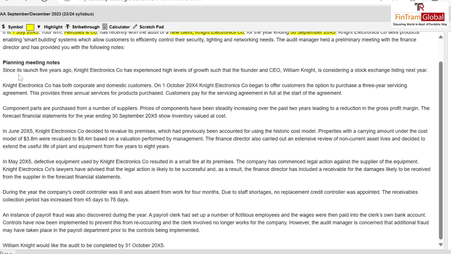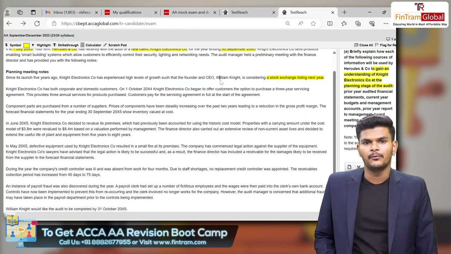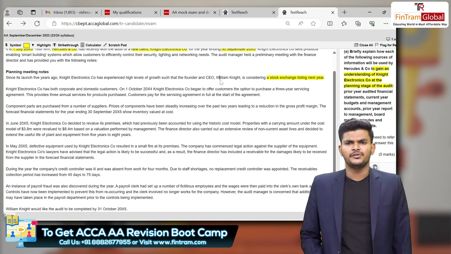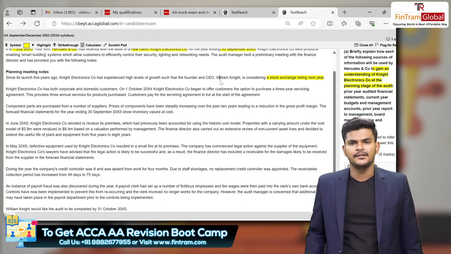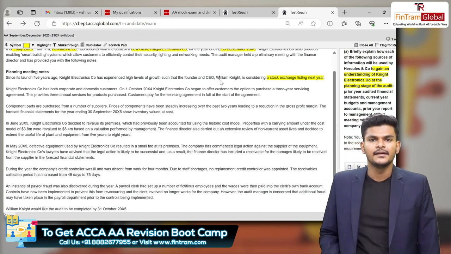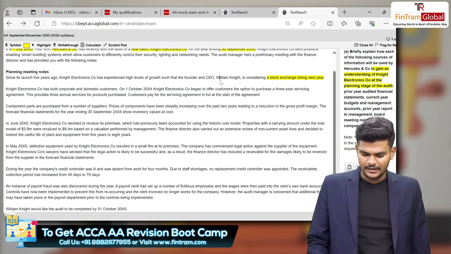Let's have a look. Since its launch 5 years ago, Knight Electronics Co. has experienced high level of growth, such that the founder and CEO, William Knight, is considering a stock exchange listing next year. That's a really relevant point. Why exactly is that? Does it contribute to our requirement in relation to the substantive procedures? No, not really. That doesn't really do much, right? Payroll fraud? No. But it is an audit risk, isn't it? So I'll just highlight that for the moment.